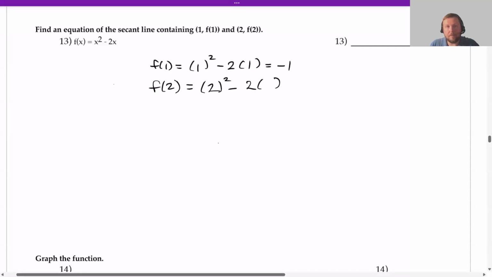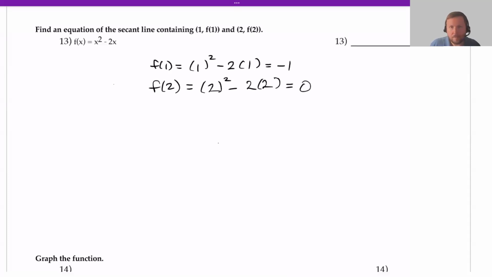I'm writing it this way for those of you who are not as comfortable with the function notation yet. So I end up with 4 minus 4 is 0. Okay, so now I have these points. And now that I have these points, find the equation of the secant line.